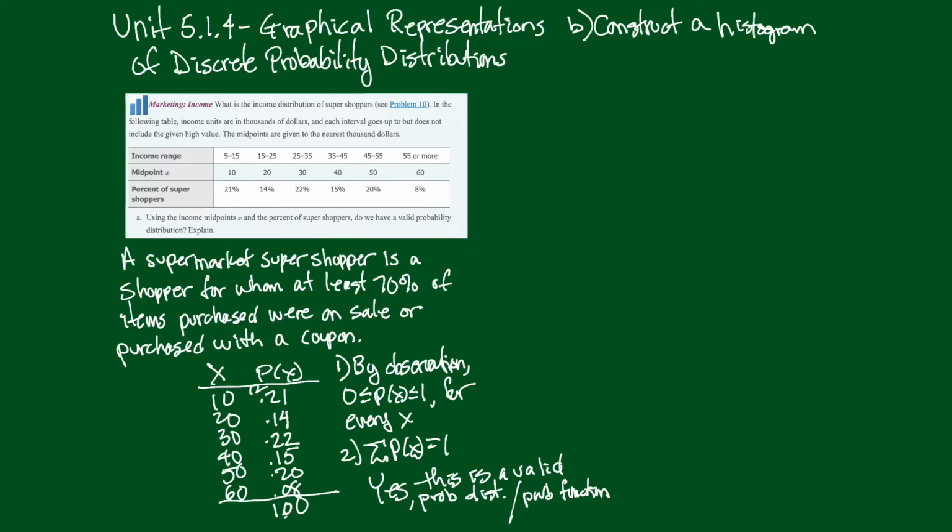Now part B in this problem asks us to construct a histogram. We know a histogram is a vertical bar graph, so let's draw our vertical axis, and that's going to be probabilities. And then on our horizontal axis, we're going to put our midpoints. I'm going to do a little break here because it's not exactly to scale. Here are our x values: 10, 20, 30, 40, 50, 60.